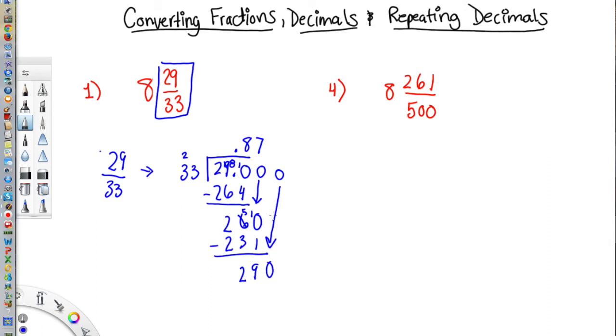Okay, I get 290, which is going to be the same number that I started out with, so I can see that it's going to be 87 hundredths, and that'll be a repeating decimal. But don't forget about the 8. I've got to put that 8 back in there, so it's 8 and 87 hundredths as a repeating decimal.